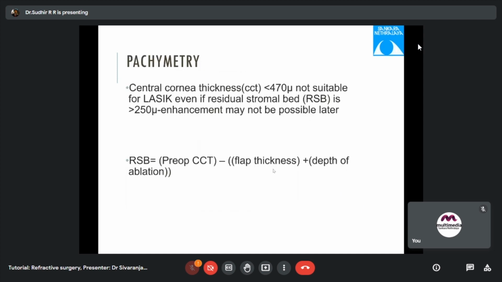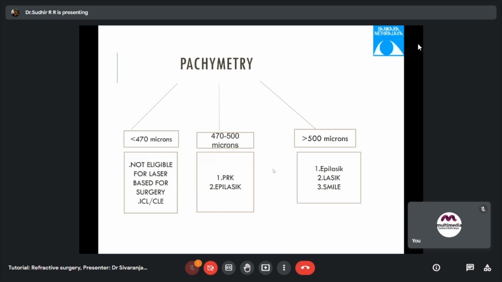So go ahead with the next one, then we'll ask the question. So just keep this in mind. If you know this, then you can put the patient in each category. So pachymetry, less than 470, no laser based procedures. So what are the procedures available? ICL or clear lens extraction or contact lens only.